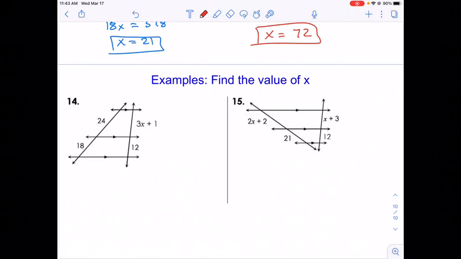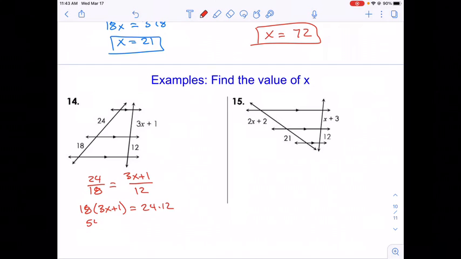All right, so hopefully we saw that we're going to have 24 over 18 set up as 3x plus 1 over 12. Cross multiply here, we're going to have 18 times 3x plus 1 equal to 24 times 12. Next step we're going to do here is distribute here, so 18 times 3 is 54, x plus 18, and then 24 times 12 gives us 288.